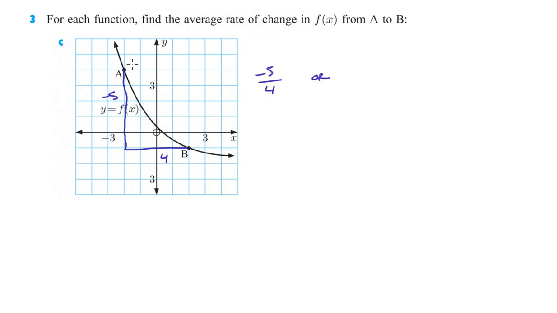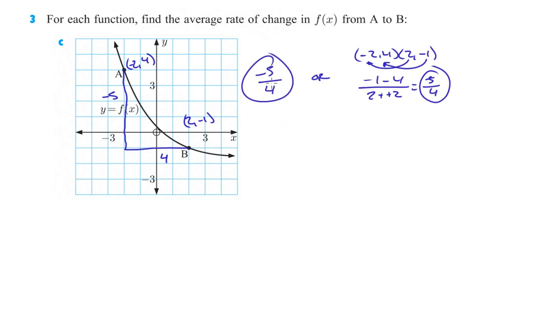Or you can do it with coordinates. A is at (-2, 4). B is at (2, -1). So we could do (-2, 4) and (2, -1). -1 minus 4 over 2 minus -2 turns into -5, not 2, but over 4, which is the same exact thing that we got there.